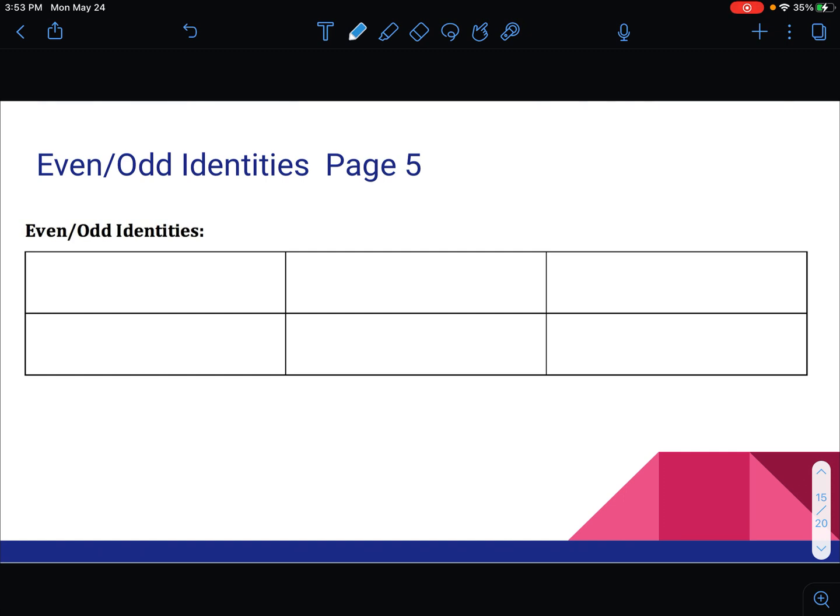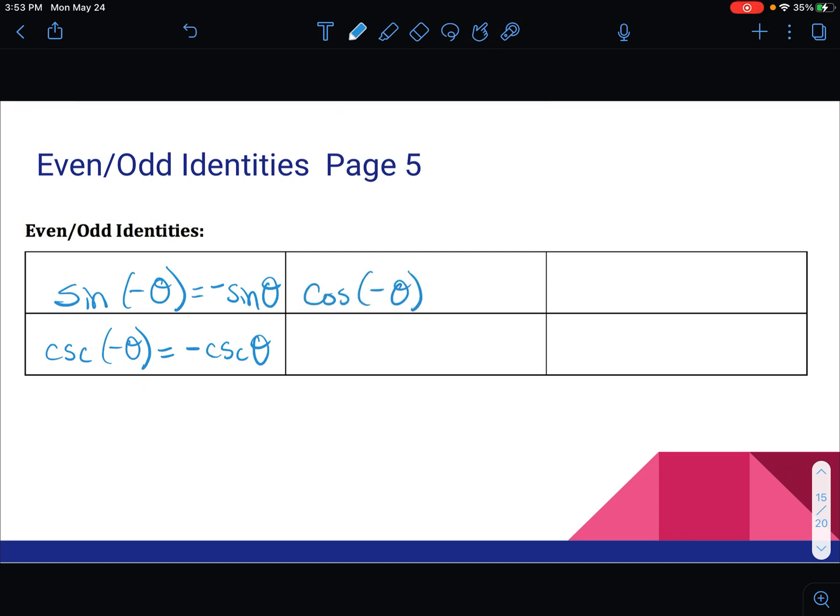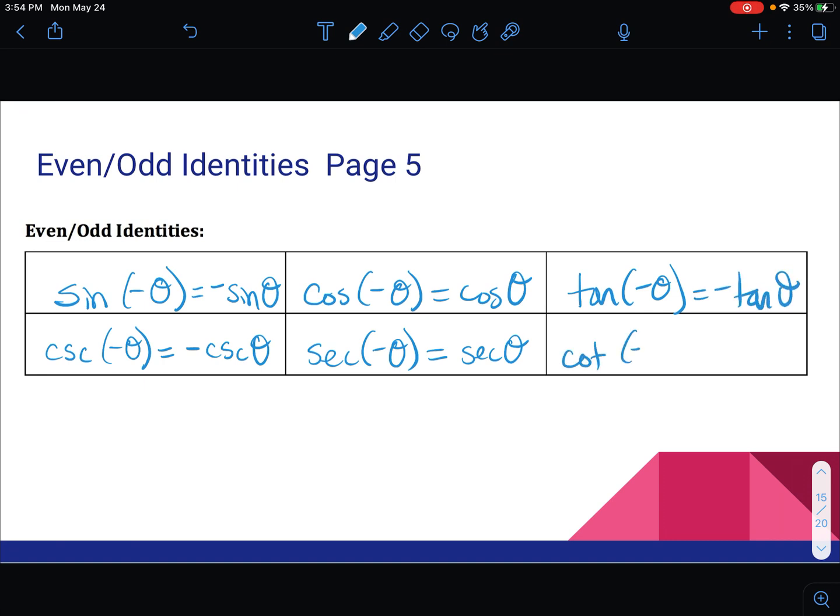All right, so our even and odd identities. Now we want to have these all written down here, so you'll have these in your little graphic organizer. Sine of the opposite theta is the opposite of sine theta. And the reciprocal, same thing, cosecant of the opposite theta is the opposite of cosecant theta. Cosine of the opposite theta equals cosine theta. Secant of the opposite theta is the same as secant theta. Tangent, and we're just pulling all this from the previous slides, tangent of the opposite theta is the opposite of tan theta. Cotangent of the opposite theta is the opposite of cotangent theta.